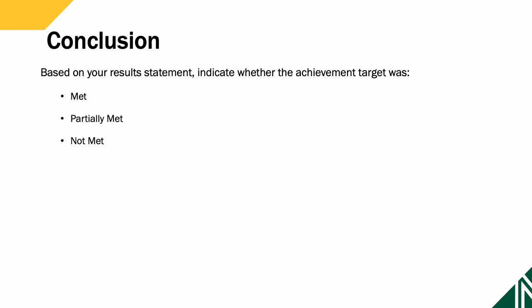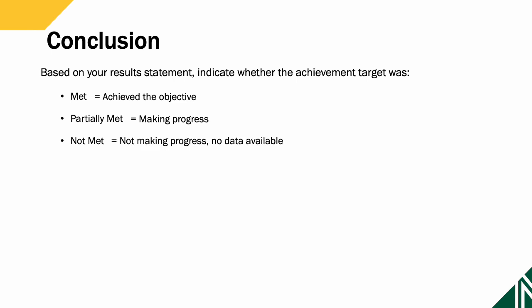The conclusion field asks you to select whether the objective was met, partially met, or not met. If you have a clear, specific achievement target and your result statement aligns with your achievement target, then selecting the conclusion should be pretty straightforward. Met means you've achieved your objective. Partially met means you're making progress, but you're not quite there yet. And not met means you haven't made any progress or you don't have any data to report.